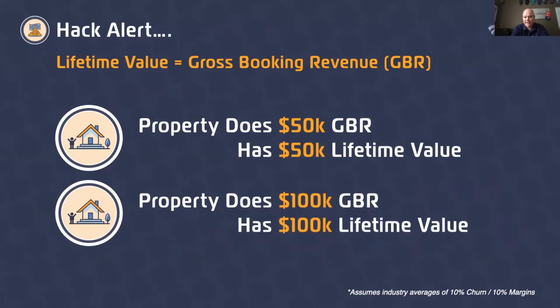So I want you to associate, whenever you sign up a new property and you project that it is going to do $75,000 this year in gross booking revenue, well, if you're at industry averages with churn and net margins, you're going to make $75,000 over the life of that property being in your rental program, which again is pretty fantastic.